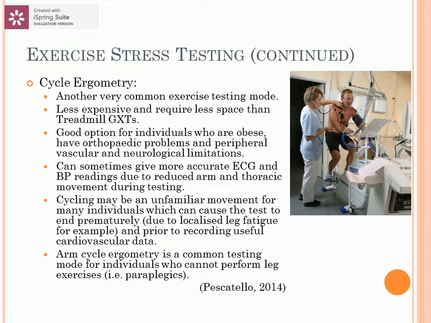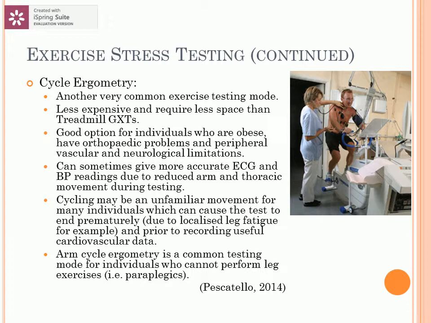So cycle ergometry is another very common exercise testing mode. It's less expensive and requires less space than the treadmill graded exercise test. It's a good option for individuals who are obese or have orthopedic problems, joint problems, if they're elderly, and peripheral vascular and neurological limitations. It can sometimes give more accurate ECG readings as well, and blood pressure, because of the reduced arm movement and thoracic movement during testing.